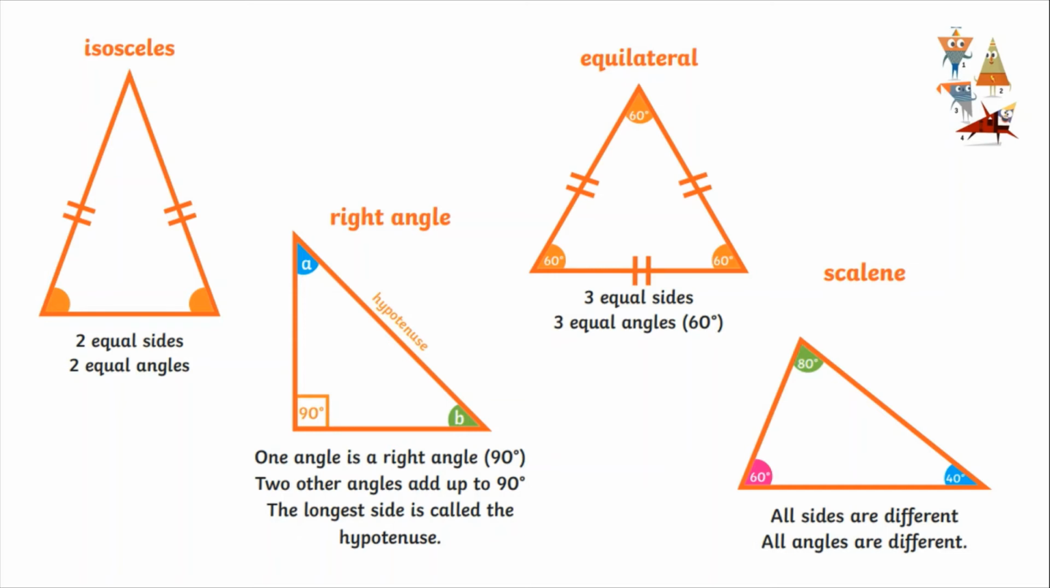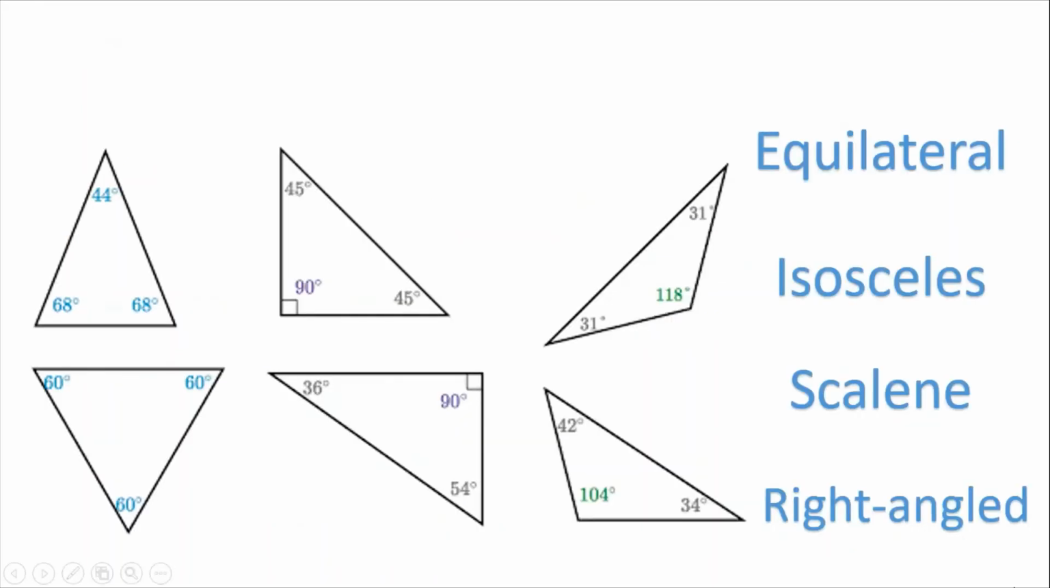Now I'm going to talk to you about the angles which you find inside a triangle. So here we have some different triangles, and the angles in each corner are written in. Remember that you get an angle where two lines meet. So inside a triangle, you have three different angles because there are three corners. Some of these triangles are equilateral, some are isosceles, some are scalene, and some are right-angled.